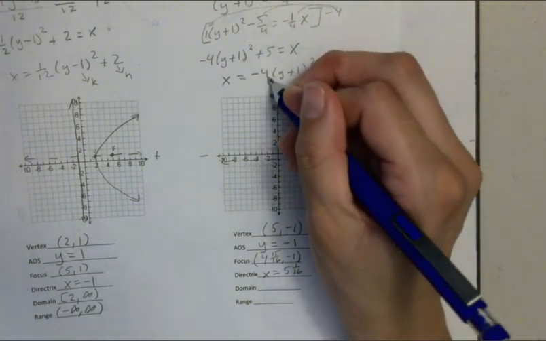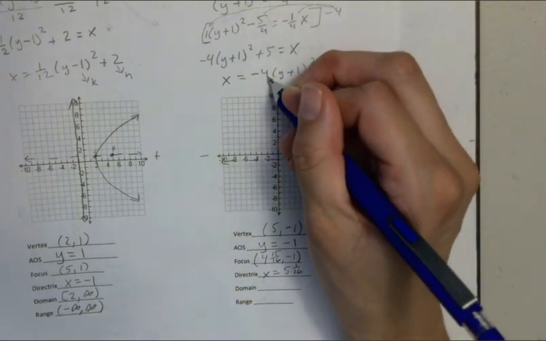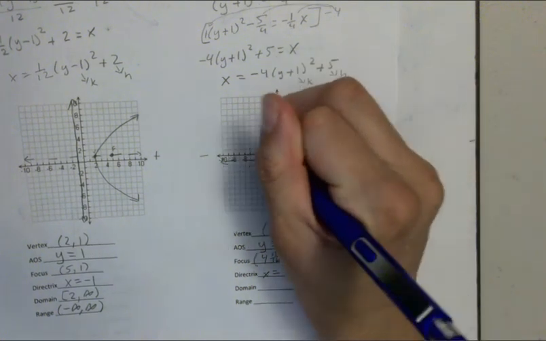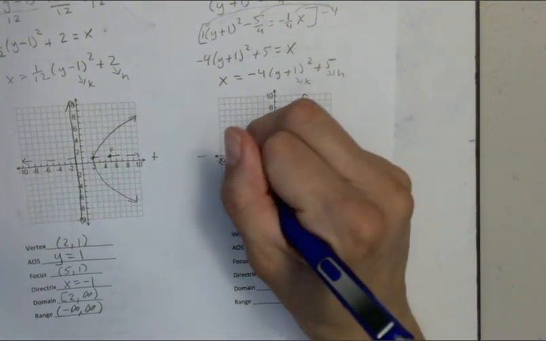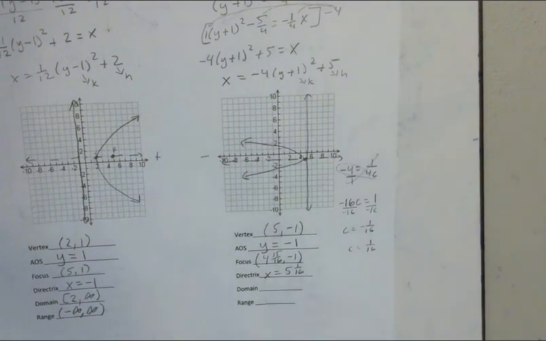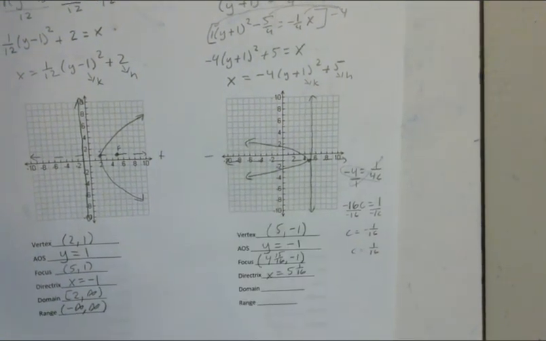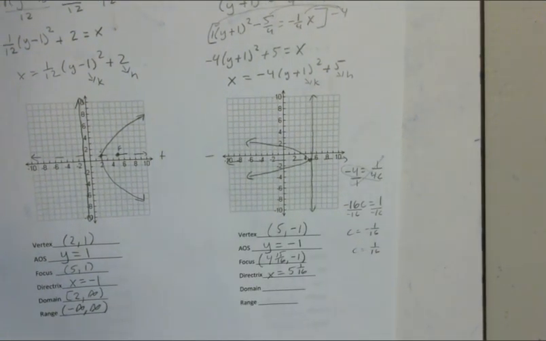All right, our domain, or actually let's go ahead and do a little sketch. Since this is a whole number, we know that this is a narrower parabola. So I'm just going to go ahead and draw a narrower parabola that would open to the left, to the negative direction.